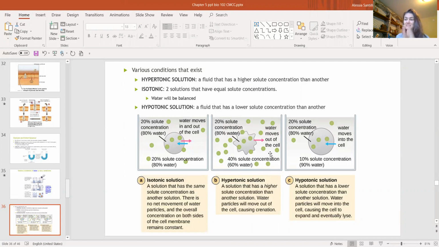Another way to remember this is that water follows salt. Water follows the highest salt, okay? So this means that in a hypertonic solution, the water inside our cell is going to go outside. It's going to move out of our cell. And because of this, the cell is going to shrivel up.